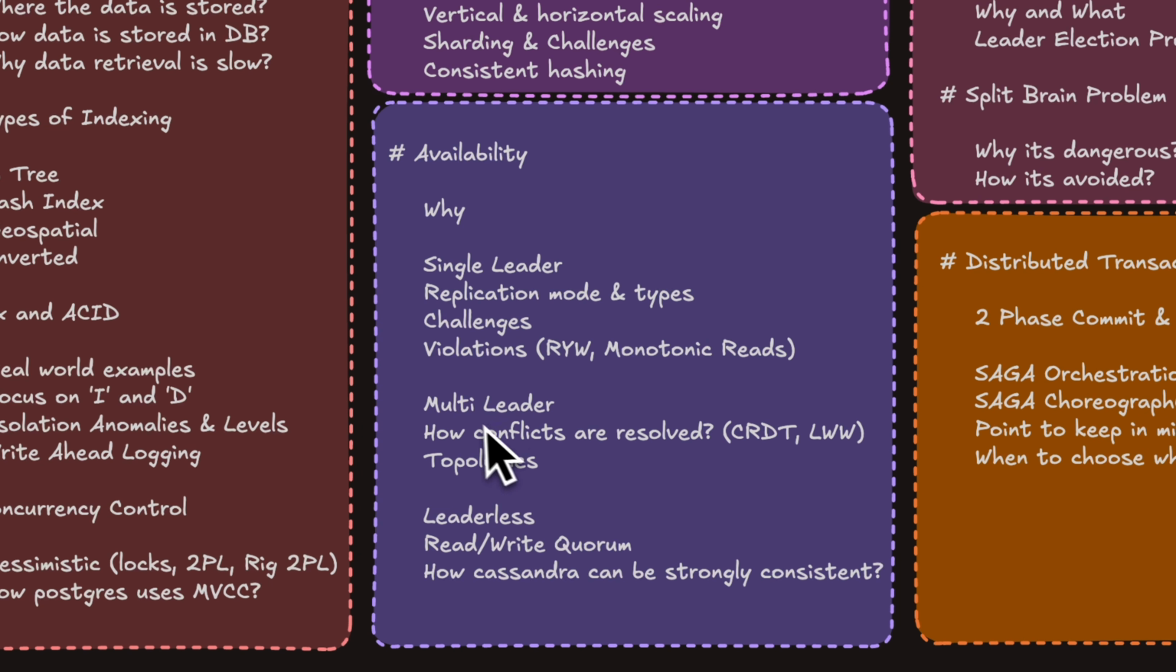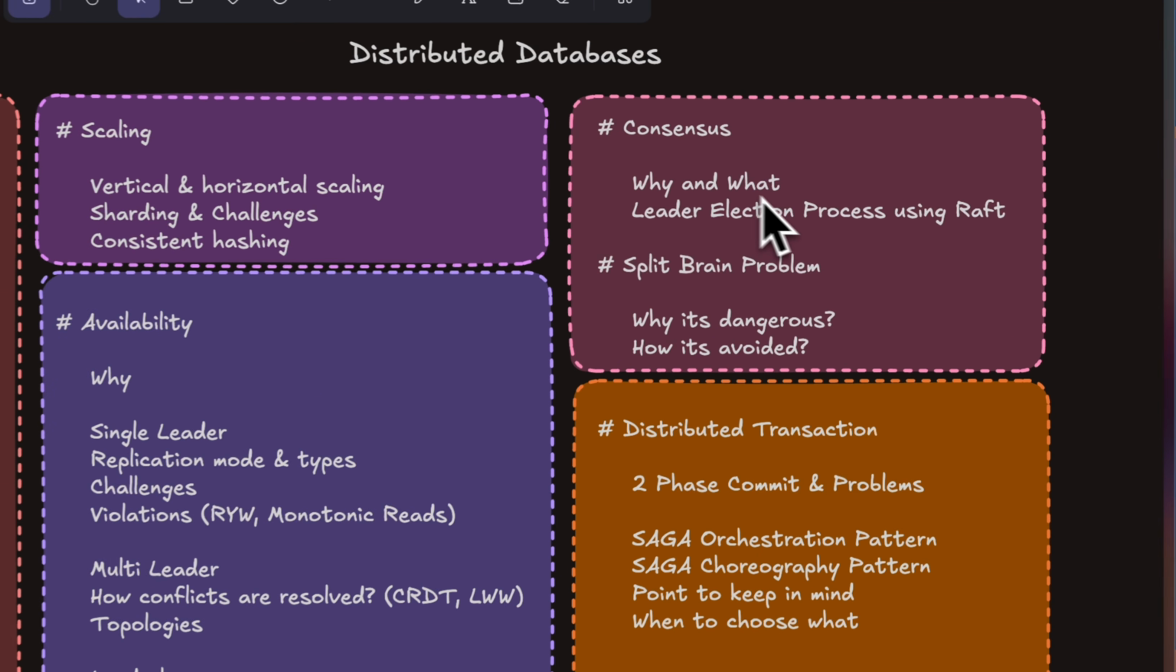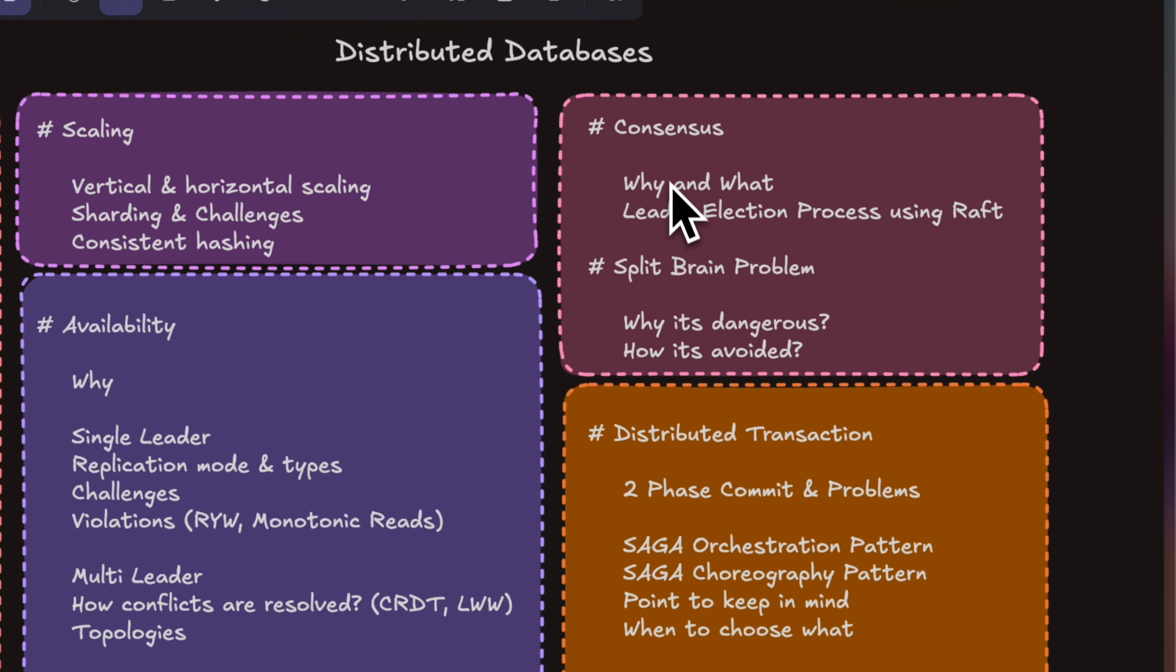For example, in multi-leader, because we have multiple leaders, we might have a write conflict. So we need to detect the conflict and resolve that as well. So we'll learn about that too. And in leaderless, we'll learn something called read and write quorum, which is basically used to provide strong consistency in a database.